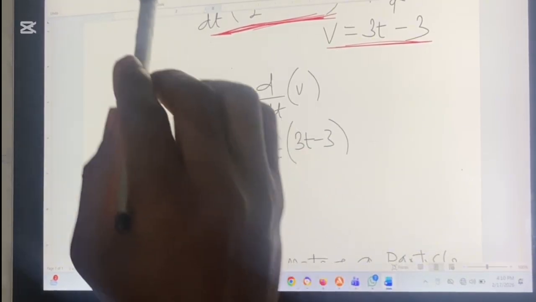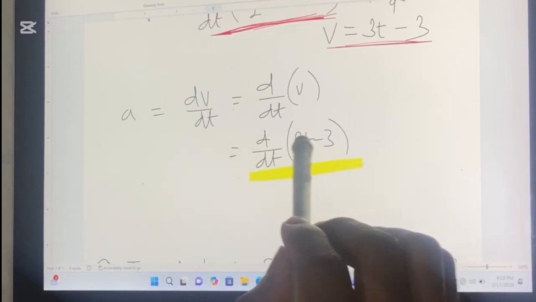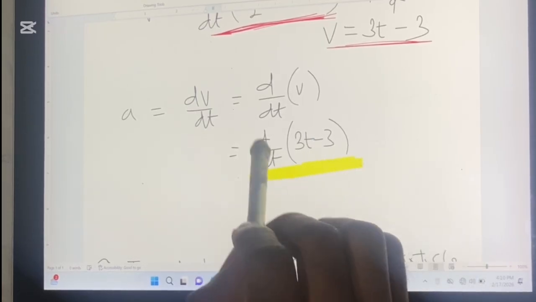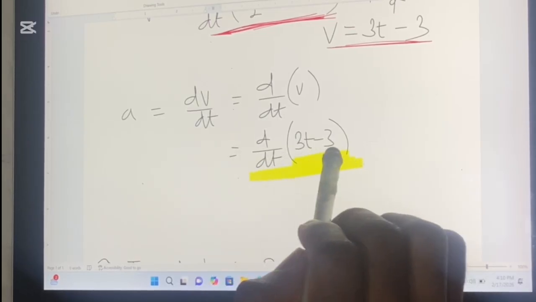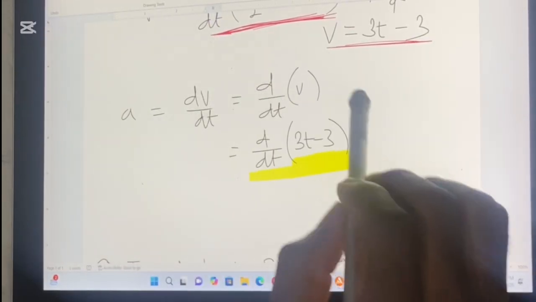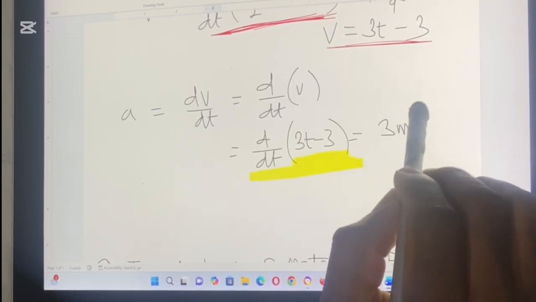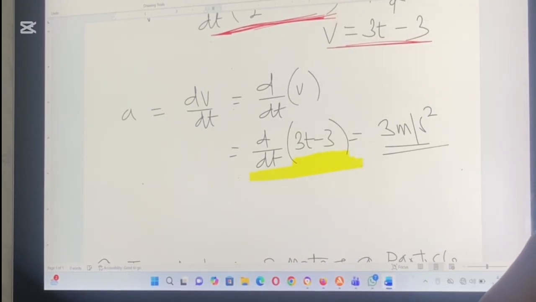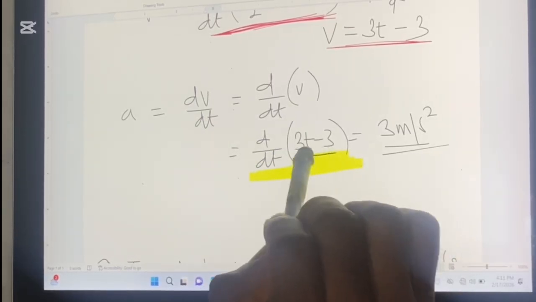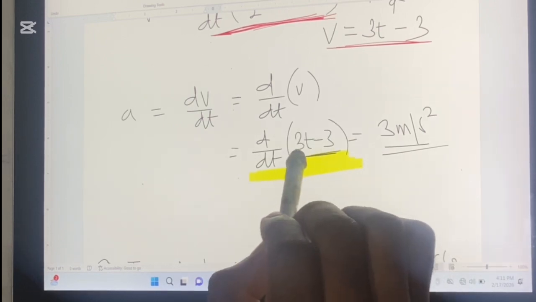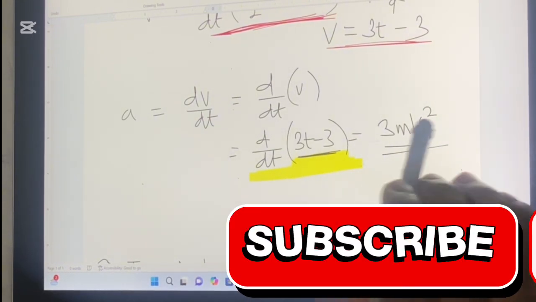What does it mean here? It means that I should differentiate this. Please take note. That is d over dt of 3t minus 3 means differentiate this. Now when you differentiate this, we are going to have 3 in meters per second squared. So this is my answer here. Whenever you have d over dt, it means differentiate the function. So whenever you differentiate this function, the symbol of d over dt will not be there again. Please take note.